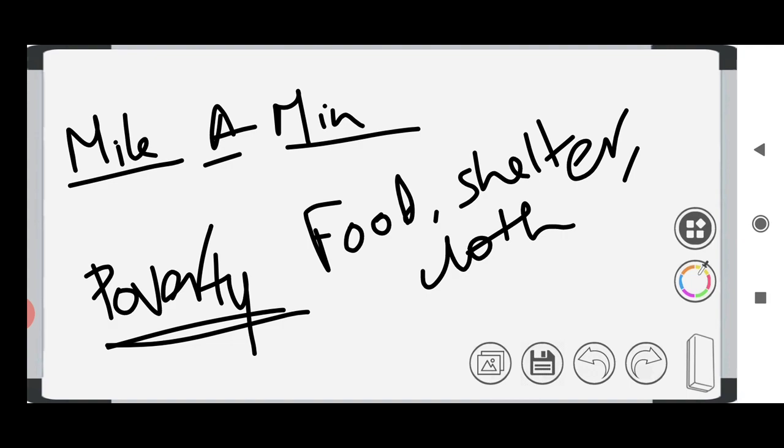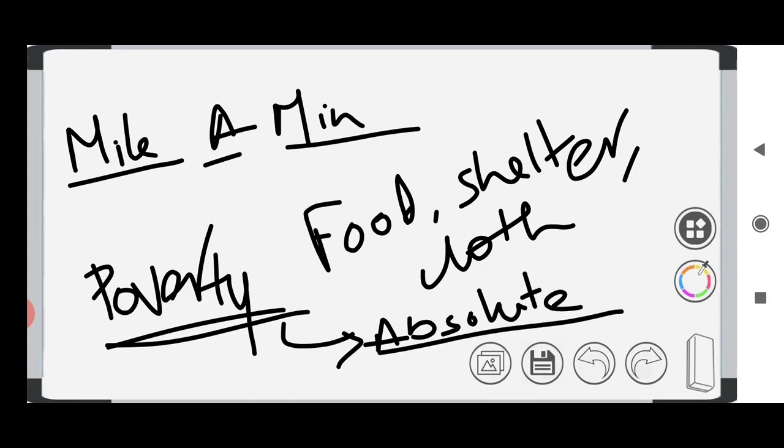So poverty can be divided, or it can be said in certain ways. It can be said as absolute poverty or relative poverty. So what is this absolute poverty? Absolute poverty is the same as poverty; the definition is the same. If a person is not able to satisfy his basic needs itself, then he is in absolute poverty. Whereas relative poverty is slightly different.